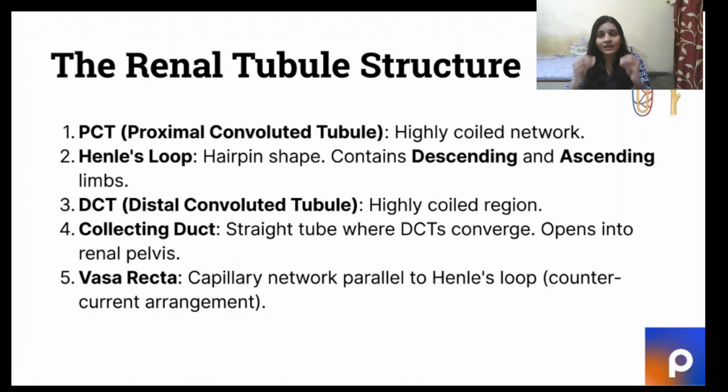This helps in generating the counter current mechanism that I know all of you found so complex, which we are going to break down in further videos. But vasa recta is important to generate that counter current potential in between the nephrons and the renal tubular structure and helps in the concentration of urine.